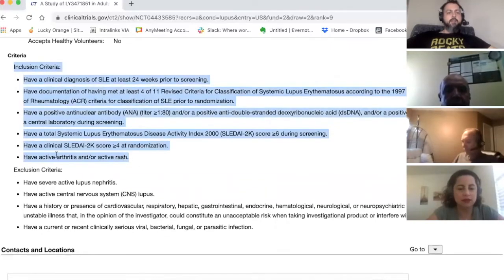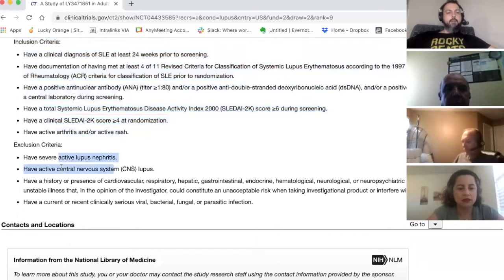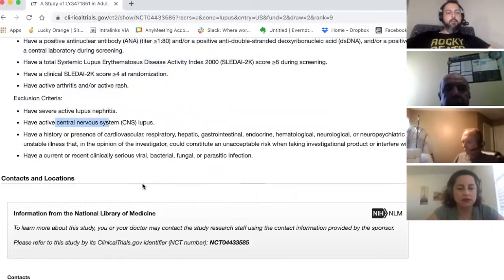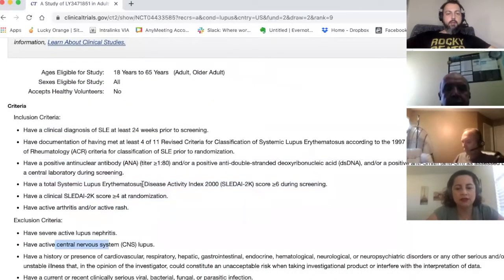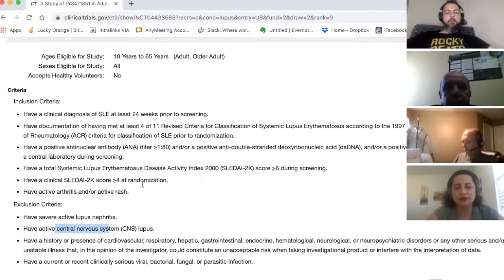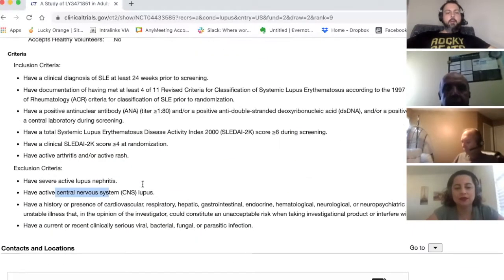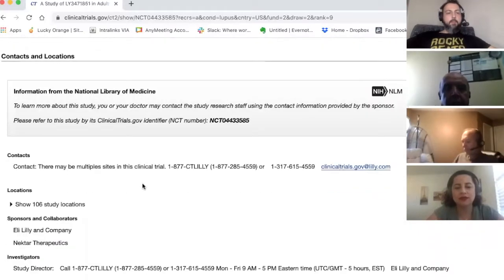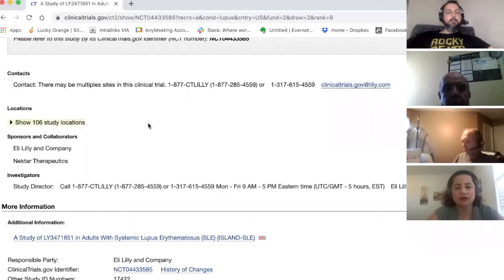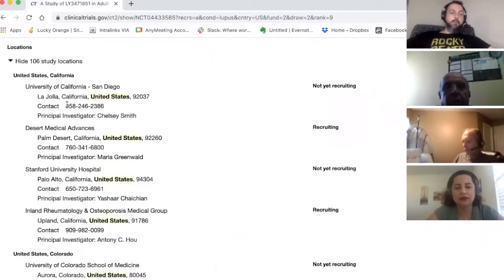Exclusion is if they have severe lupus, have active CNS lupus, have a history of cardiovascular, respiratory, hepatic, gastrointestinal, any unstable illness that in the opinion of the investigator could constitute an unacceptable risk. And so yeah, this would be a relatively simple study to do. There's 106 sites doing this. They have the phone numbers of those sites. Monica, we can call and network with them.